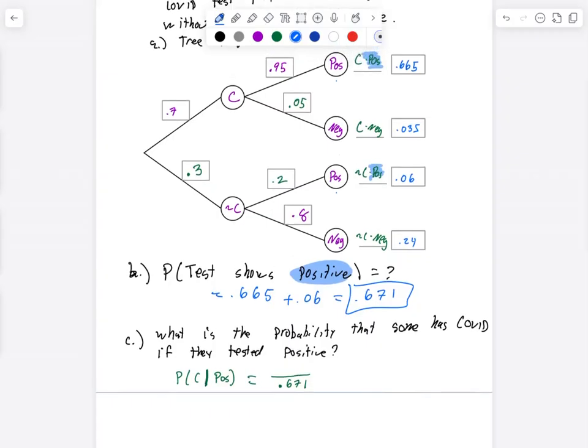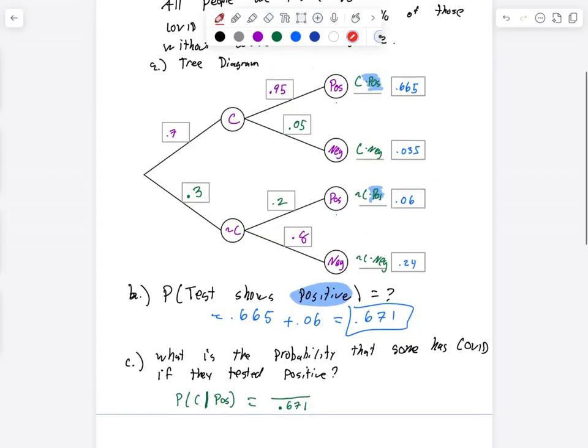is on top, and then I pull out my calculator. We're almost done. We're getting like 1 minute. 0.665 divided by 0.671 gives me 0.991. 0.99, but I'm going to go with 0.991.